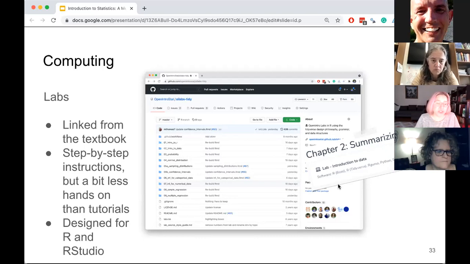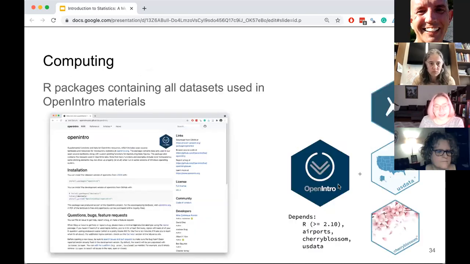So the instructions work best if you are engaging with it in RStudio. Although we have community contributed labs that take the same content and implement it in other R interfaces. One of them is Quarto, for example, and a couple others as well that you can see on the website.